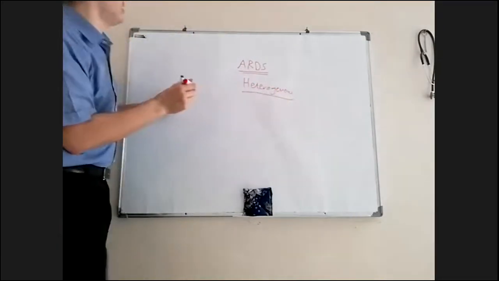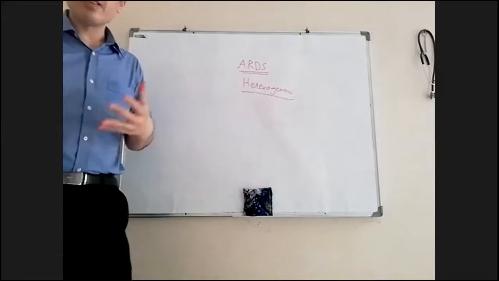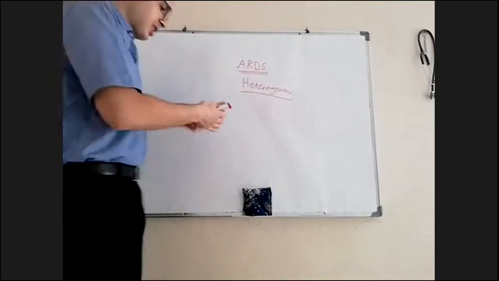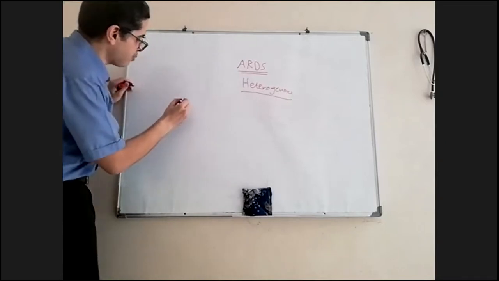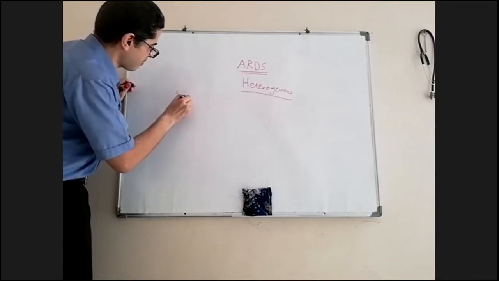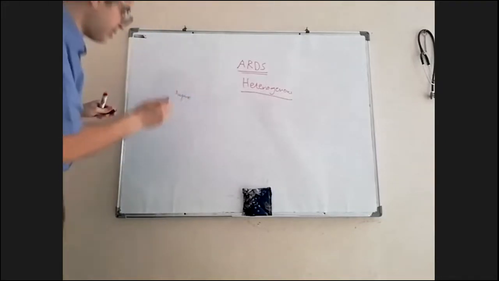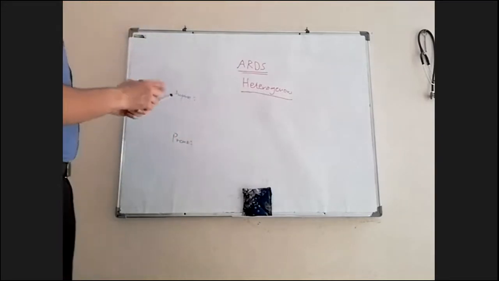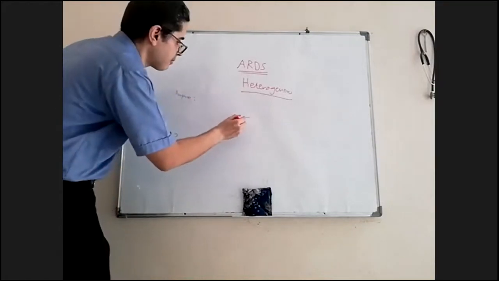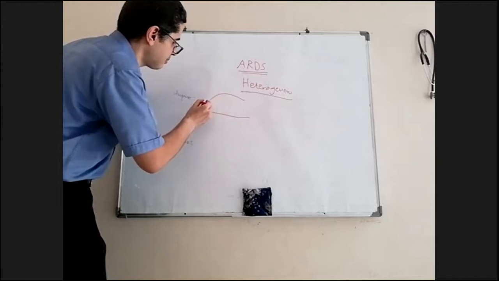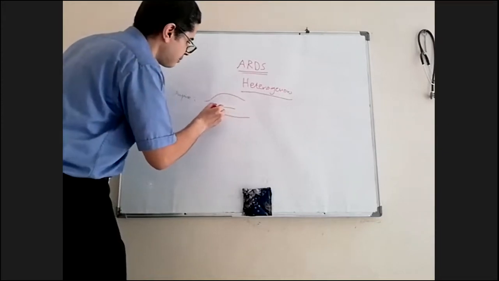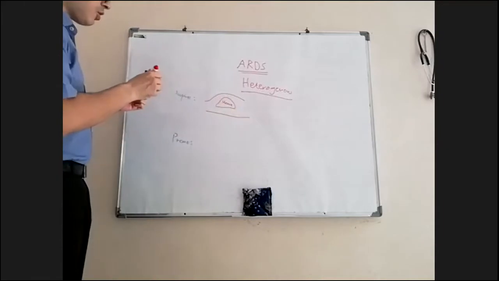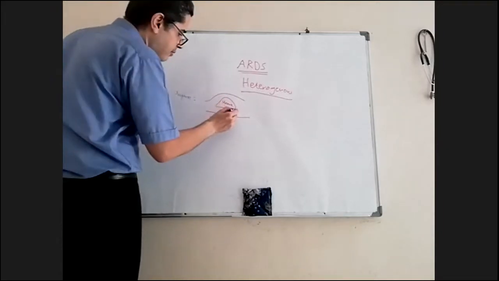Because ARDS is heterogeneous, we want to provide inflation to most of the areas, so we keep turning. For example, if we take one child in the supine position, and this is prone. In the supine position, this is the chest of the patient, and this is the heart. A significant part of the lung will be under the heart here.